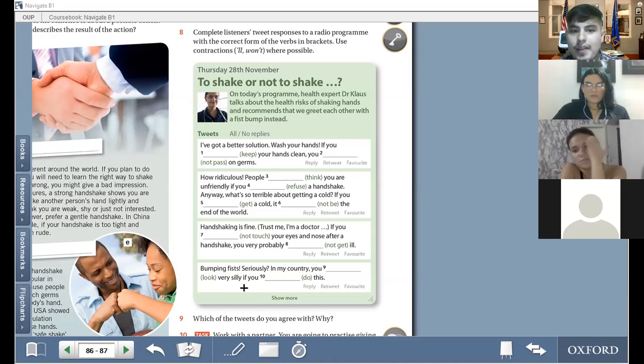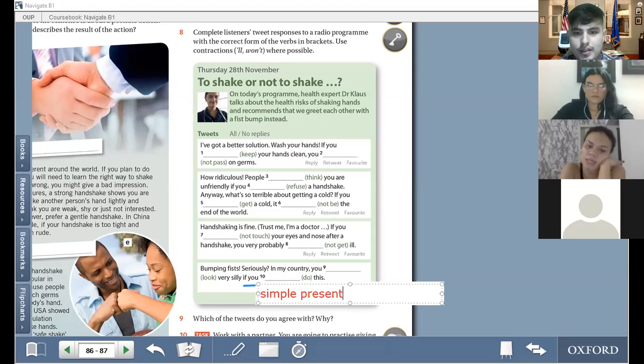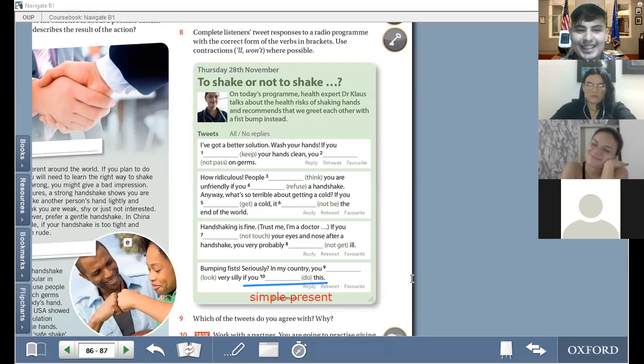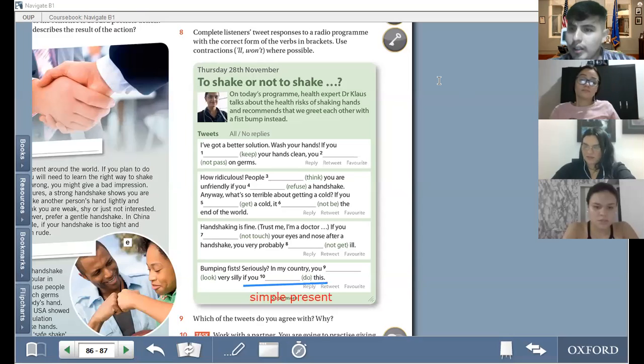So remember, the if part uses the simple present. Okay? So if you do this, right? If you do this, a synonym for the word silly. You look very silly. Silly, like what? What's that? A synonym. Dumb. Sorry? Dumb is like... too far. According to the context, like silly.